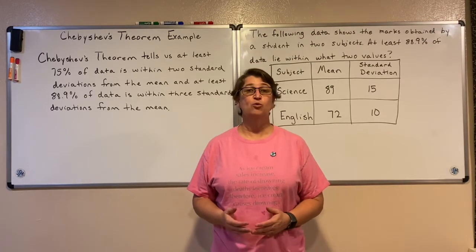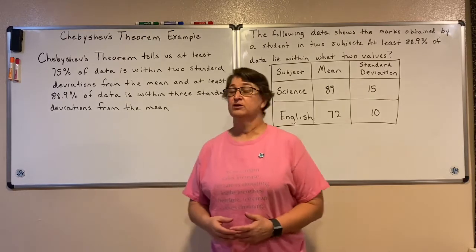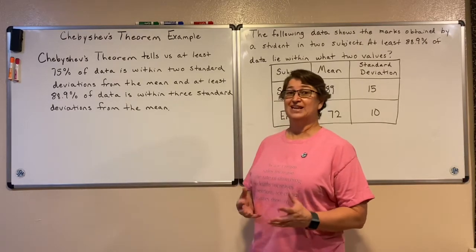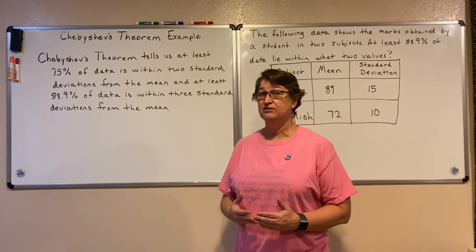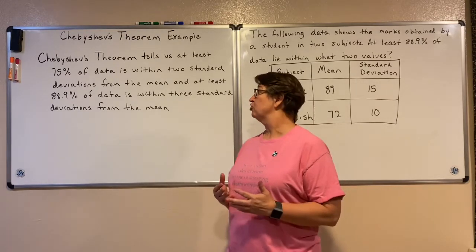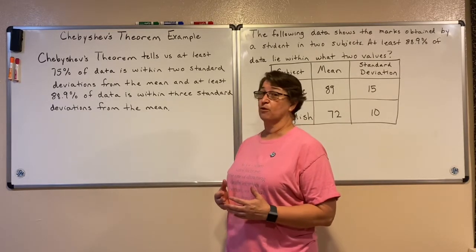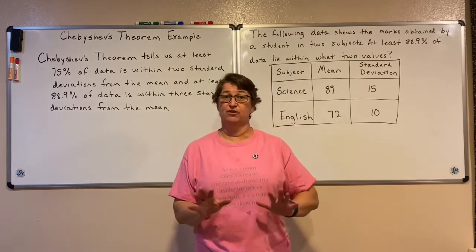First, let's remember what Chebychev's theorem tells us. Chebychev's theorem tells us that at least 75% of our data falls within 2 standard deviations from the mean, regardless of the shape of the distribution.